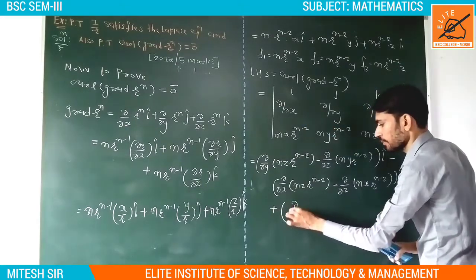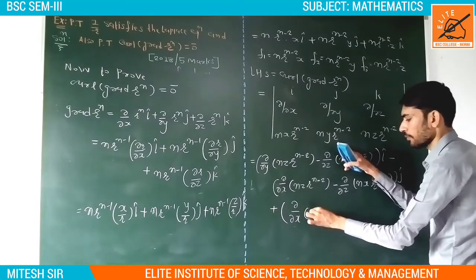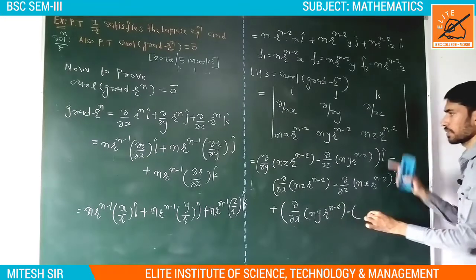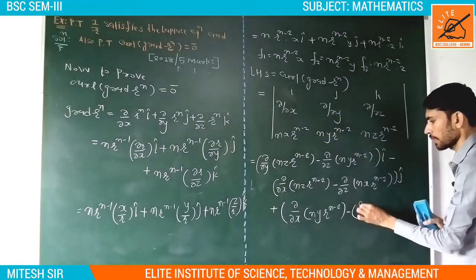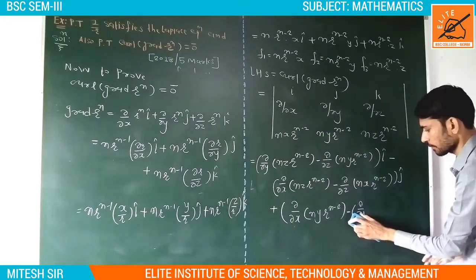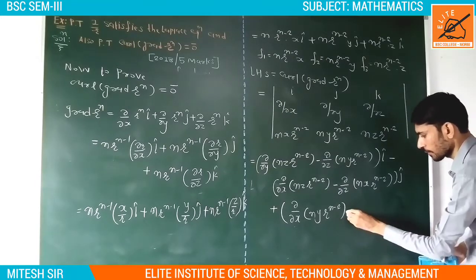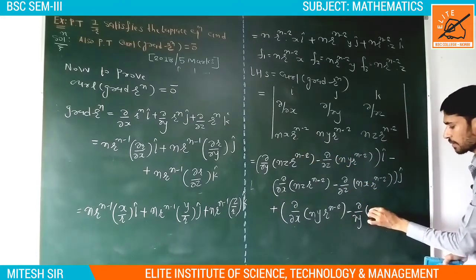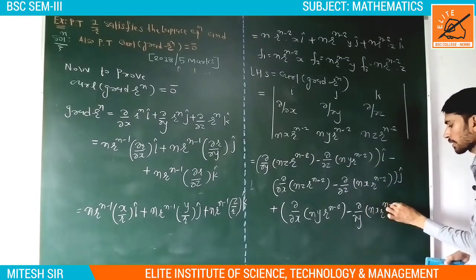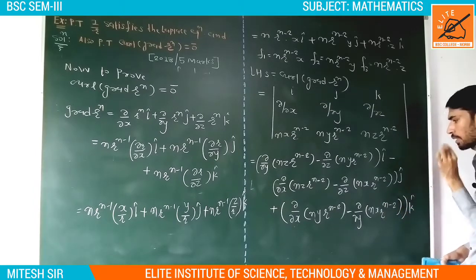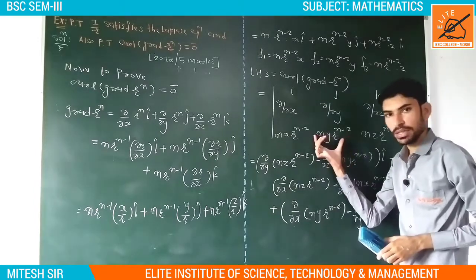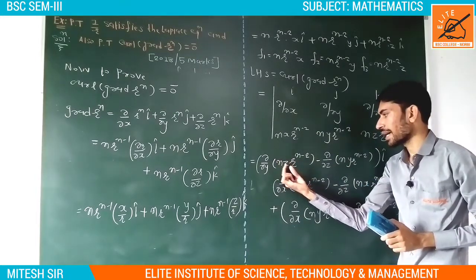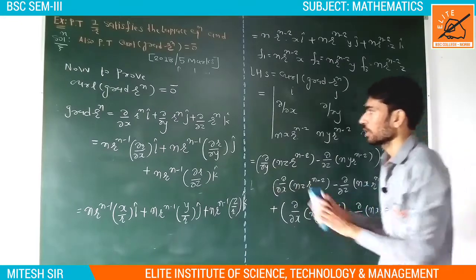del upon del x n y r raised to n minus 2 minus del upon del y into n x r raised to n minus 2 into k cap. Here we have simplified the determinant that we obtained. Now we are doing the partial derivative of this term n z r raised to n minus 2 with respect to y. So let's see here.